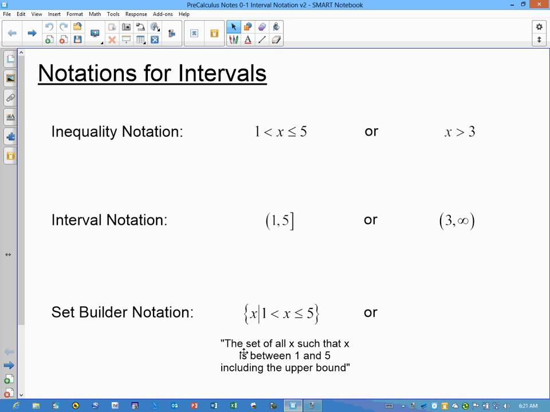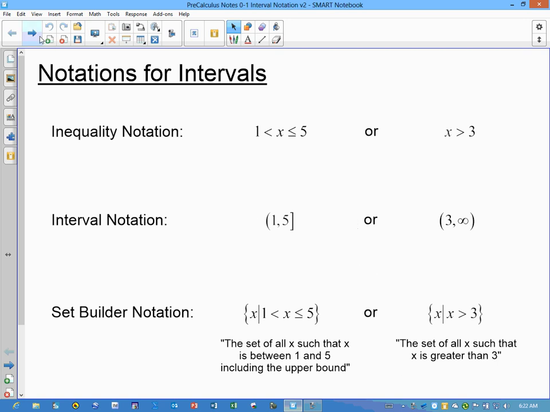Different ways you can say that, but the gist of it is this is the set of all x such that x is between 1 and 5, including the upper bound. It doesn't include the lower bound, but it does include the upper bound. Or if we looked at this interval, we could write it this way. The set of all x such that, that's going to be common in your set builder notation. So I'm going to start out with the set of all x such that, and then really the next part could even be words, it's however you can express that group of numbers, and the inequality notation fits in nicely there. So this is the set of all x such that x is greater than 3.